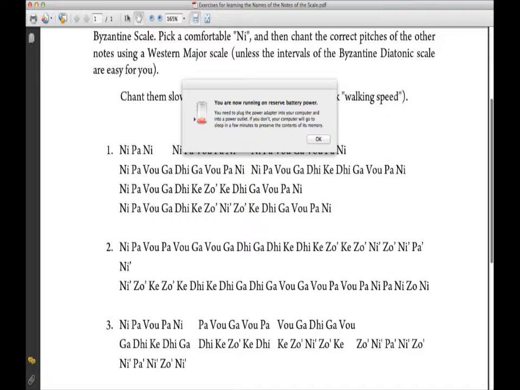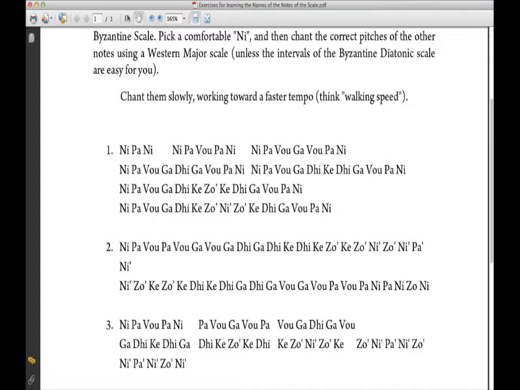Now I understand what you meant. In the instructions I say pick a comfortable ni and then chant the correct pitches of the other notes using a Western major scale. Since no one knows any scales right now, the only scale people know is a Western major scale, do re mi. So this becomes do re mi. This is what my mom said when I asked how to teach solfege, because she taught children. She said, why don't you just do that with ni, pa? And I found it helpful for myself.